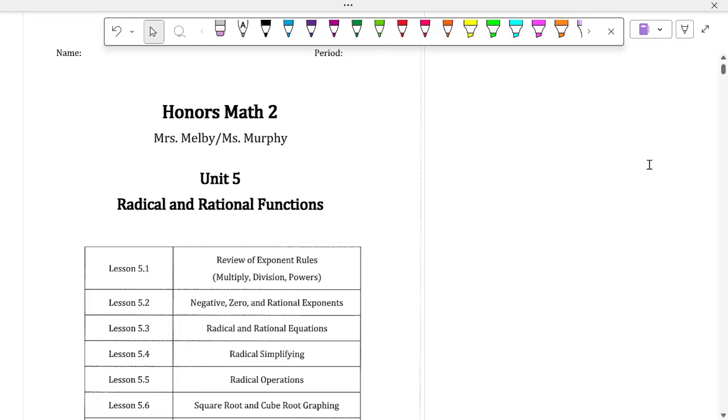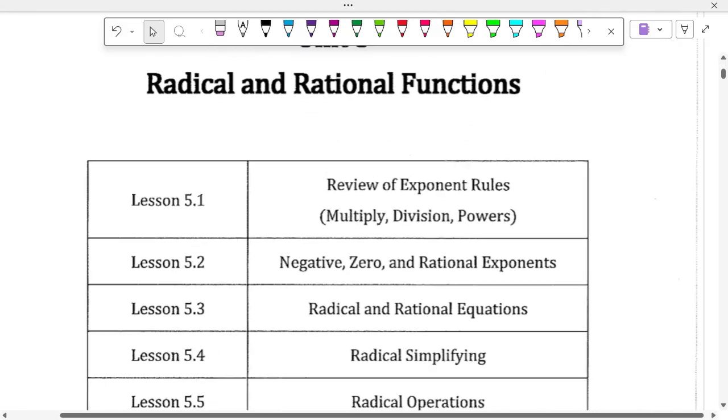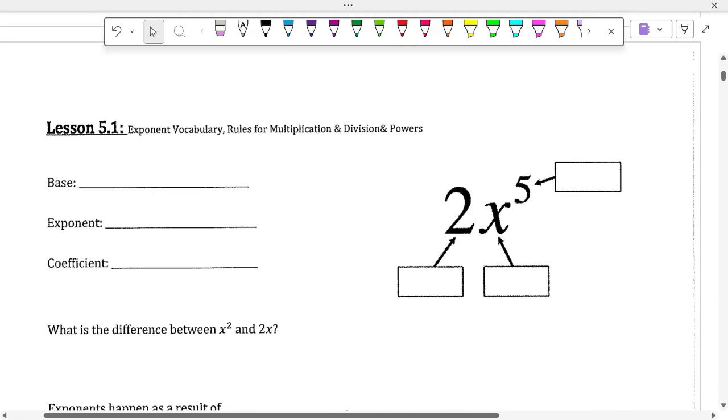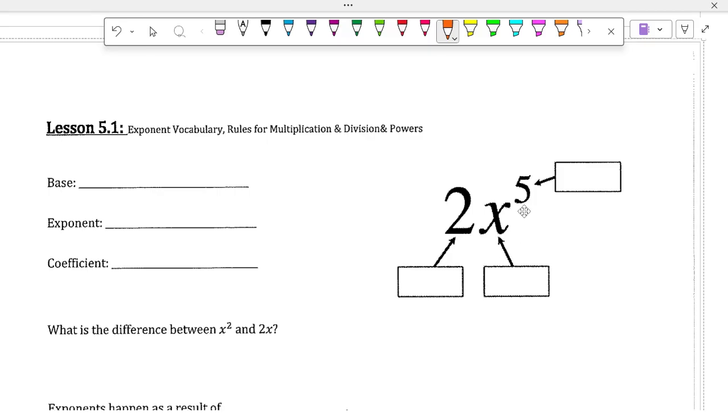So, if we look at page 1, first off, just a general vocab review. Remember, when it comes to the different parts of exponents and what makes them up, this 2 right here would be known as the coefficient. The x is known as our base. And the 5 is our actual exponent.